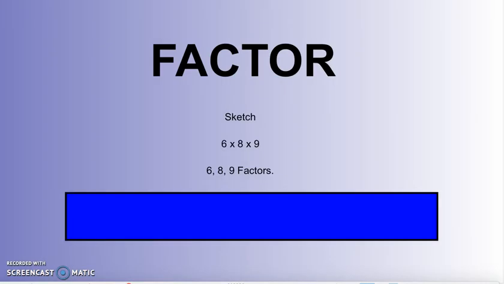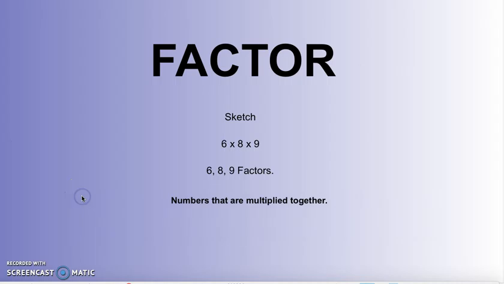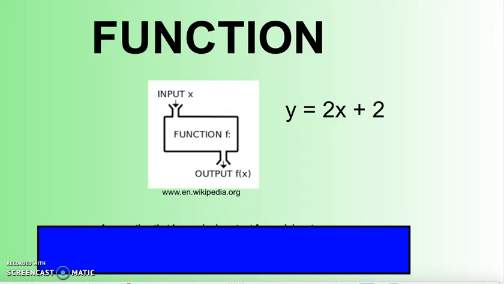Next word is factor. What's a factor? And we have been using factors to do prime factorization. So what is a factor? Yes, they are numbers that we multiply together. Give yourself a star or highlight it. And then we're moving on, continuing with our F's.